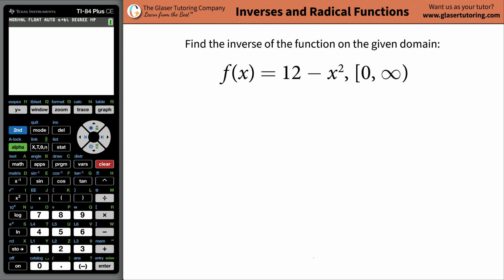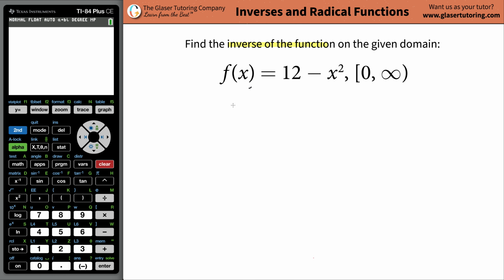I'm Andrew, and today I'd like to show you how to find the inverse of the function f of x is equal to 12 minus x squared on the given domain of 0 to infinity. The domain, basically just don't even worry about it, just kind of ignore it, because it really doesn't do anything. We're just going to focus on how to find the inverse of the function.